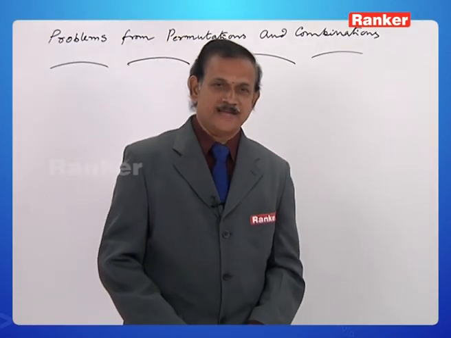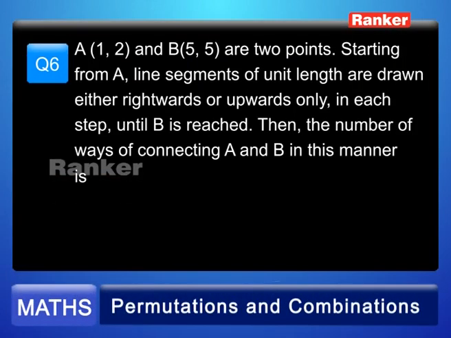Let us switch on to the next question, that is question number 6. Here 2 points are given, capital A (1, 2) and capital B (5, 5). Starting from A, line segments of unit length are drawn either rightwards or upwards only in each step until B is reached. Then the number of ways of connecting A and B in this manner is option A is 35, option B is 40, option C is 45, option D 50.